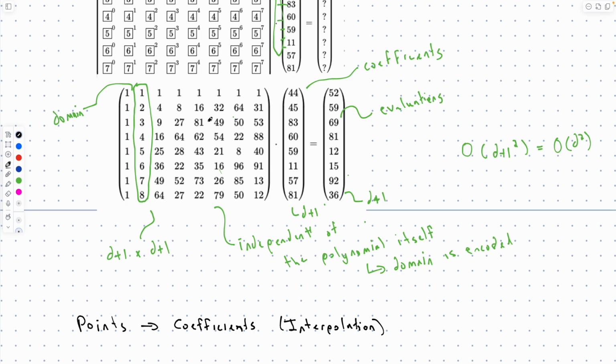It's basically, once you put it in matrix form, I've got to move it to the other side. What does it mean to move the matrix to the other side? I have to invert the matrix.